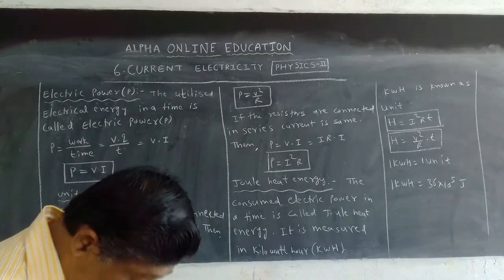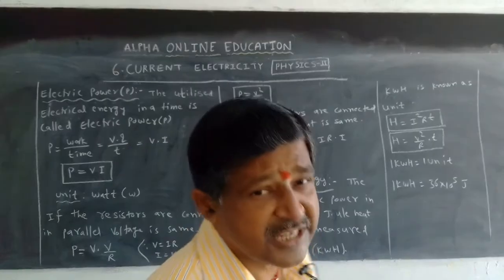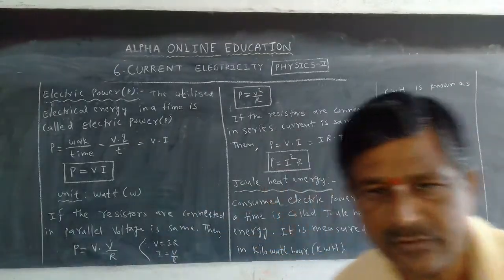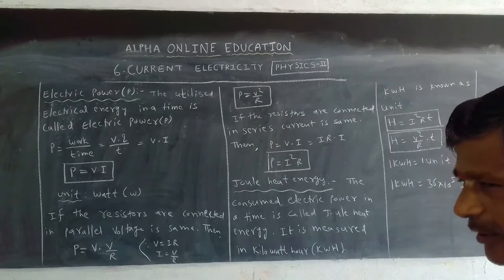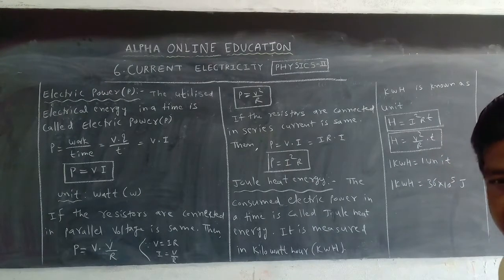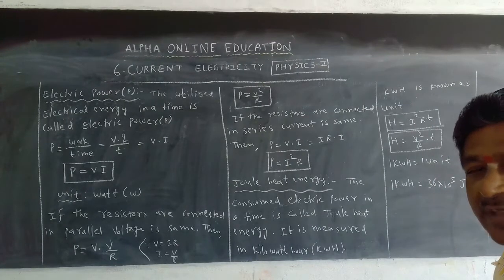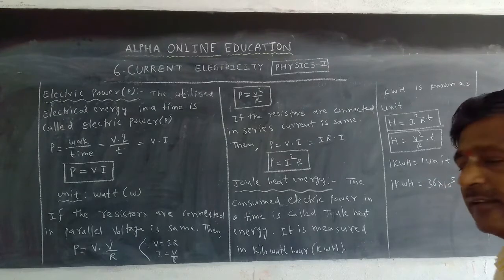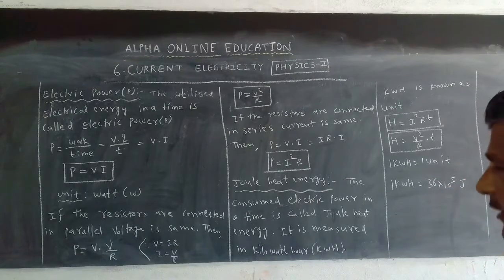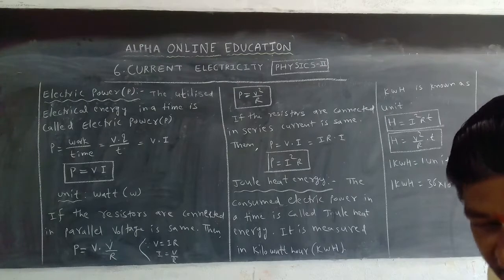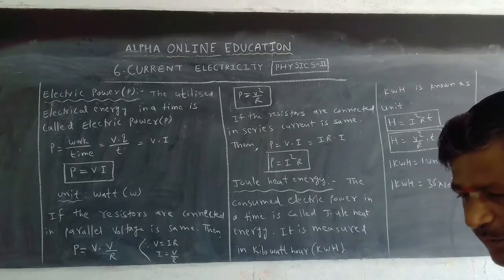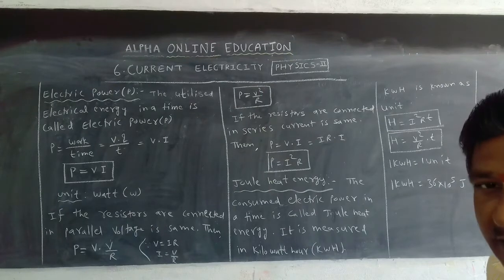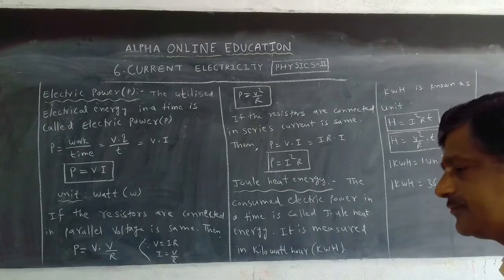Next, what is the use of these equations? The electrical power P is equal to V into I. The electrical power P is equal to V square by R, and electrical power P is equal to I square R. With the help of that only, we will discuss one topic. This is very, very important in our daily life.